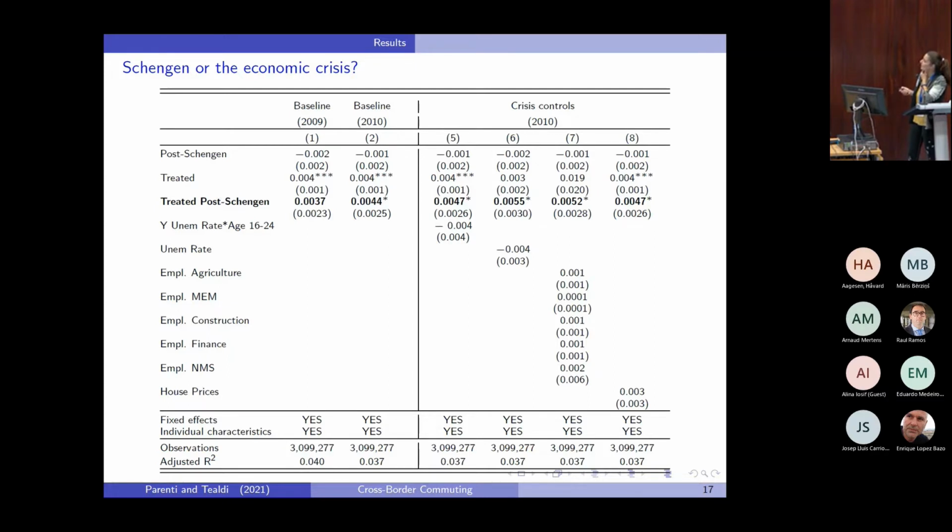We don't find any significant variable in this case, but we find that the treatment variable, the coefficient of interest, is always positive, ranging more or less between 0.4 and 0.5 percentage points.